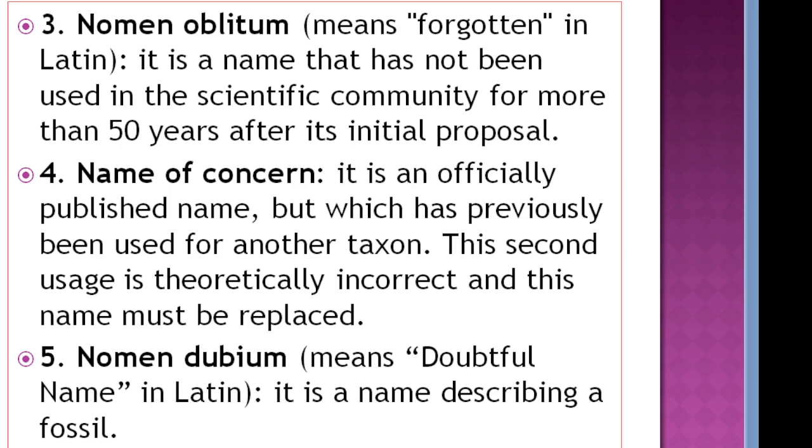And finally, nomen dubium. Nomen dubium is a name that we can use for fossils. When we discover a fossil, we can give it a name, but we have to add this term nomen dubium, which is a Latin term that means doubtful, and when we put this term, the zoologist will understand that it is a fossil.